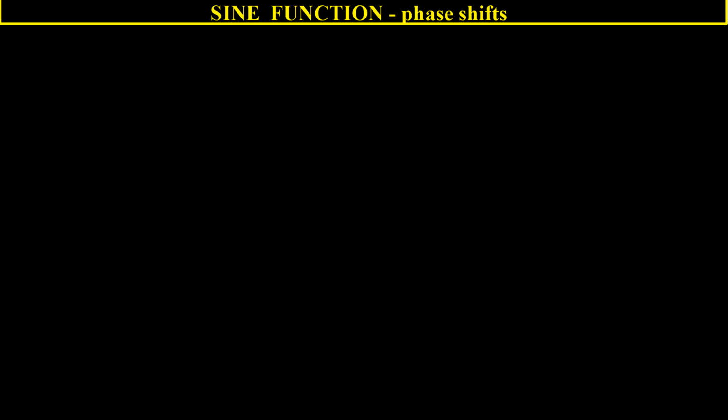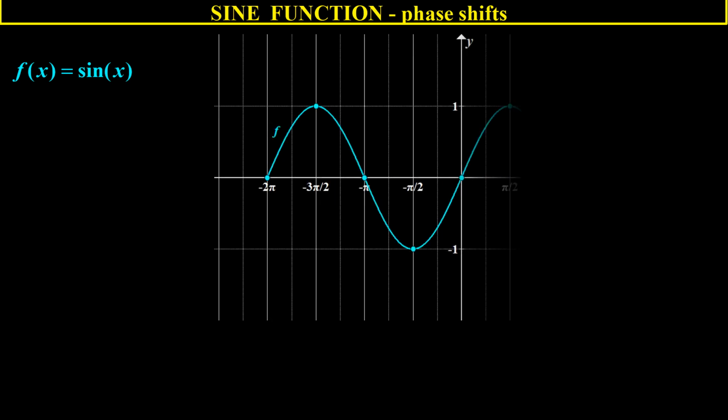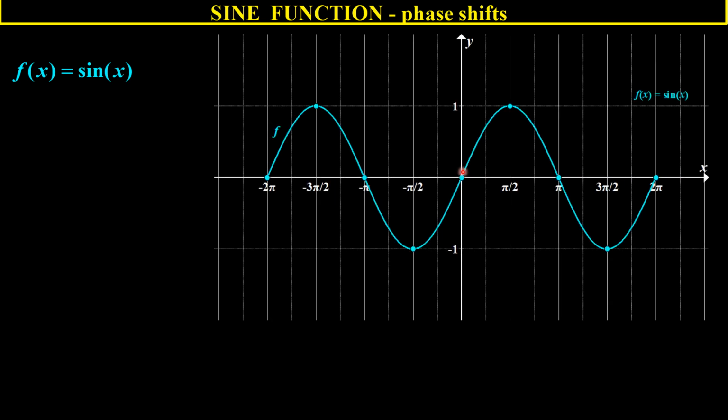Now we're going to look at some other transformations, and we refer to these transformations as phase shifts. If I look at my sine graph, I've got a sine cycle on the positive side and one on the negative side. As you can see, the period is 2 pi, the amplitude is 1, and the range is from -1 to 1. The amplitude is 1, and that's a 1x. I'm not doing anything to the x.